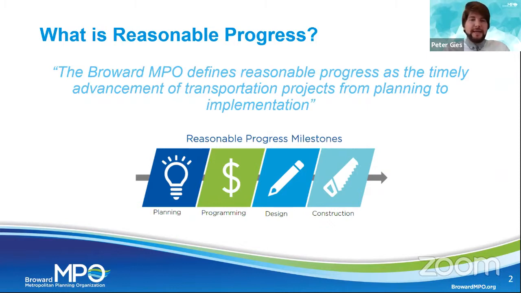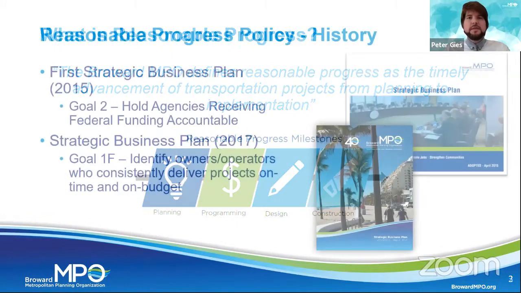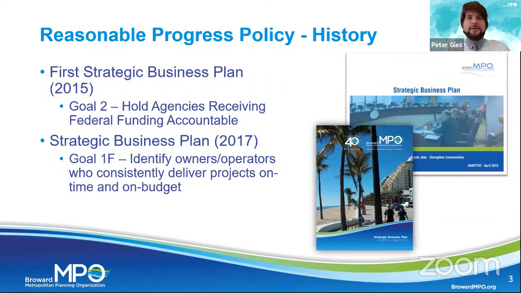But from the MPO's perspective as a funding agency, we want to make sure that projects are being identified well, are moving through the planning process, are getting the things that they need to meet the programming requirements so they can get funding, and that they progress efficiently through the design and construction process. And again, going back to this being a long time coming, looking at reasonable progress as an entire process from planning to construction has really forced us to take a step back and look at how we measure reasonable progress. Some of the history behind reasonable progress: this was first identified in the strategic business plan in 2015, as you can see here, as goal number two, we wanted to hold agencies receiving federal funding accountable. Now, in the era of performance management and making sure that we are doing everything that we can to monitor projects and make sure that they are being delivered efficiently, this was a concurrent goal that just made sense in the strategic business plan.